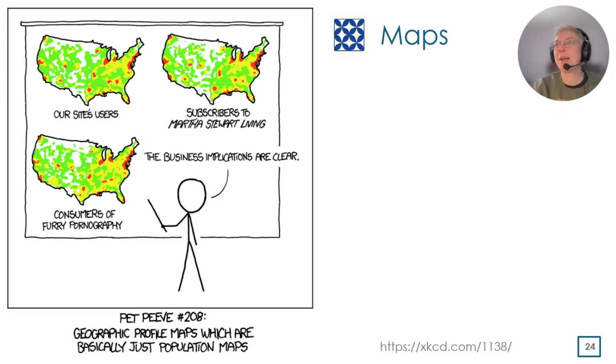Maps. So maps are really nice. But look at this absolutely great comic from XKCD that says, oh, look at our site's users, subscribers to Martha Stewart Living, consumers of furry pornography. And the presenter says, business implications are clear. So what's the issue here? Well, the issue is that all of these are basically just population maps, right? They're basically identifying the large urban centers in the US.